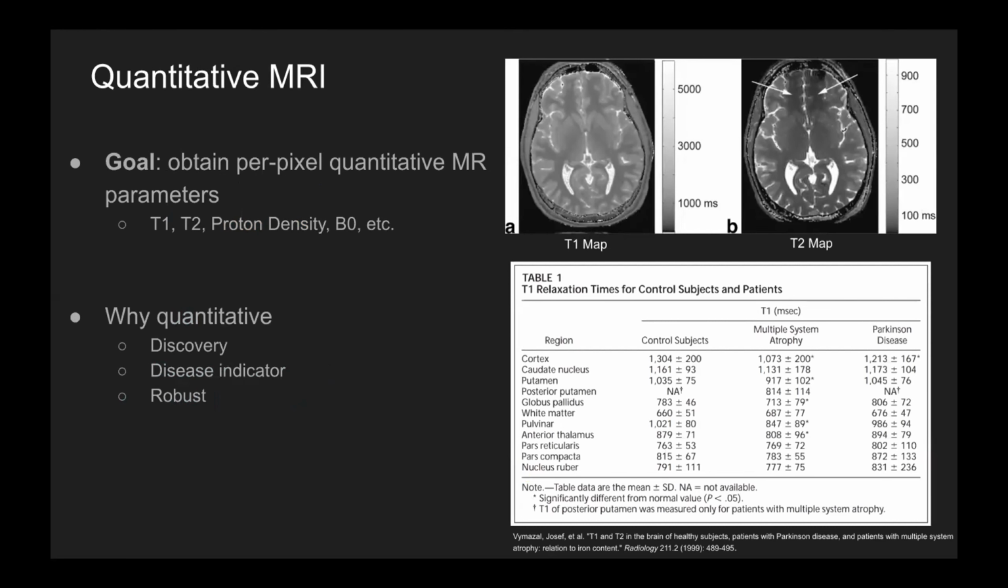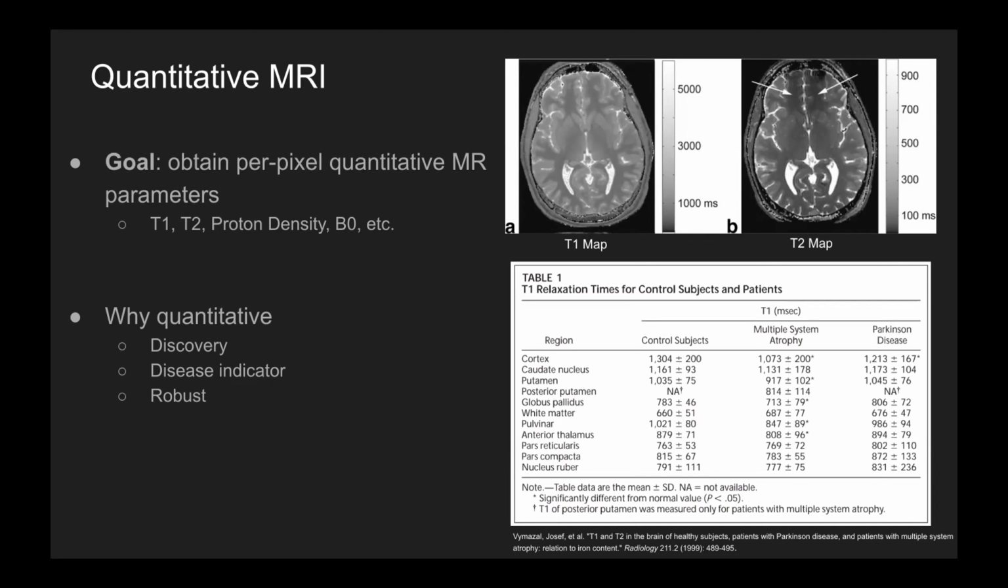Now, why you might want to do this? Well, one is discovery, right? If you have some new material and you want to know its underlying MR parameters, you could use a quantitative MRI method. The second thing could be its use as a disease indicator. On the right here is a study that shows that T1 values in the brain can be correlated with disease states. And finally is robustness.